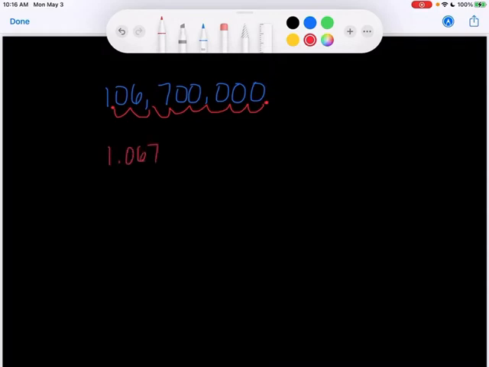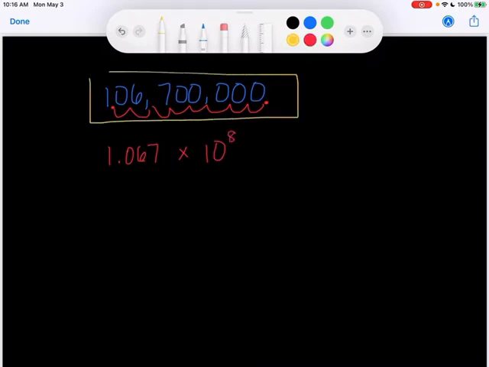Now I could put all those zeros, but you don't need to here since it's a decimal, times 10 to the, well, we moved that decimal 8 places. And since the original value is 106 million, it's a very large number, that 8 should be positive. So this would be your answer in scientific notation. Now let's go the other way.